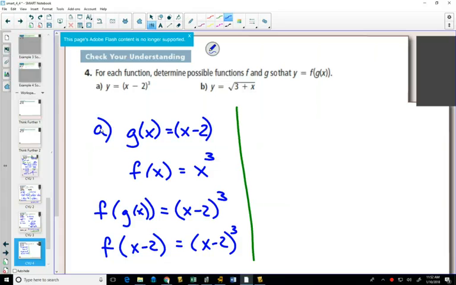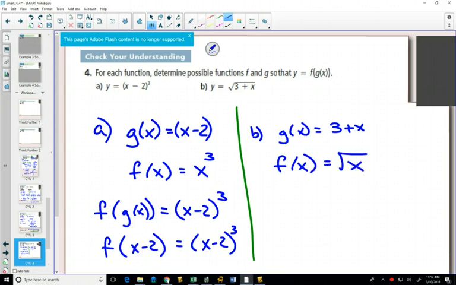Part B, looking at our inside function. Can you see that you have a 3 plus x inside of a square root? And so our outside function will just be the square root of x.